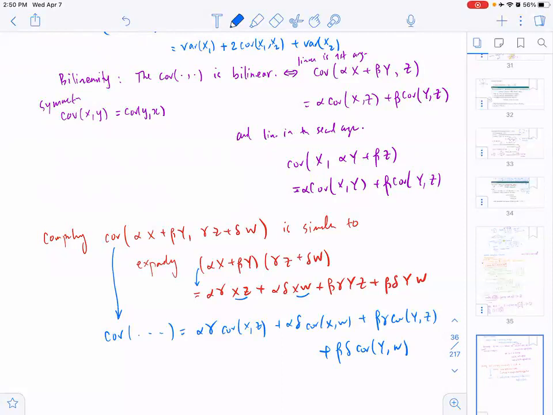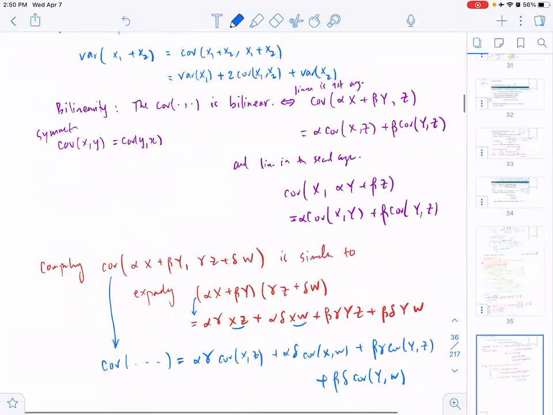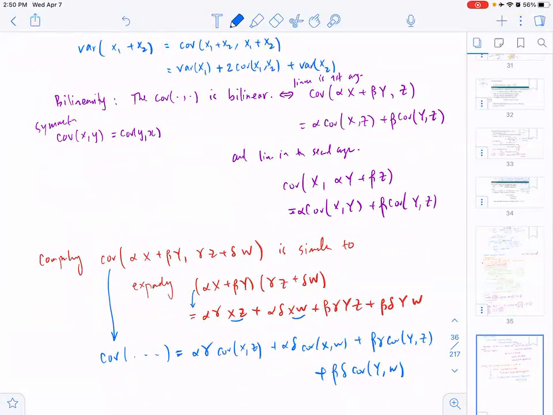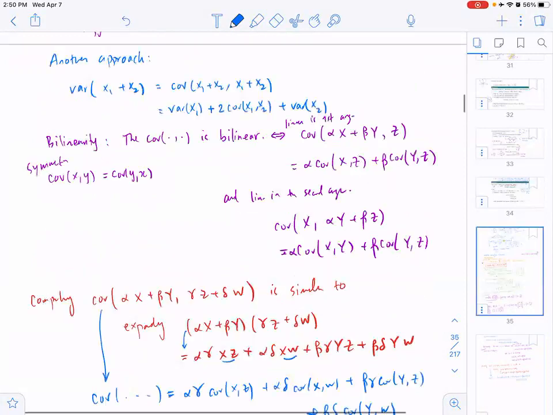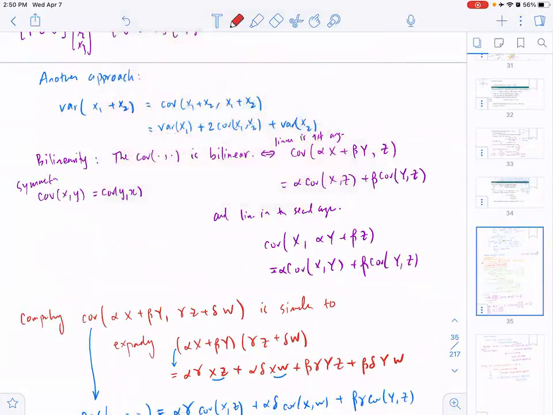Okay, so you don't need to memorize anything, as long as you understand how to expand the product of two sums. The same rules apply, right? So how do I expand something like this? If you expand it, you get x1 squared plus 2x1x2 plus x2 squared.